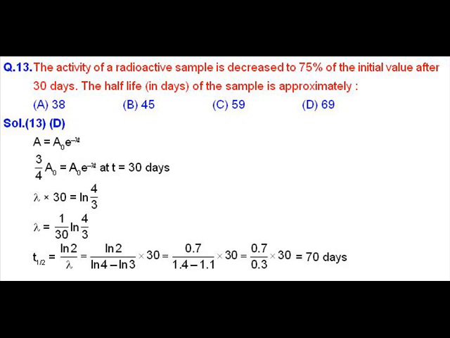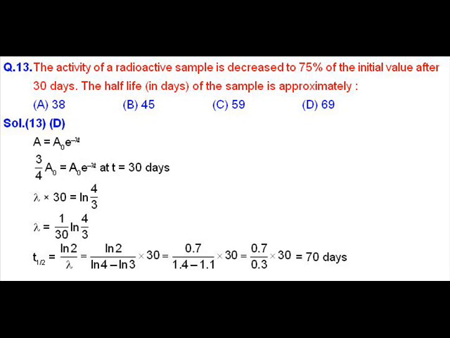Here A is the activity after time t, so the activity will be 3/4 A naught equals A naught e raised to the power minus lambda into t. Here t is 30 days, so we will substitute 30. After taking log on both sides and solving for lambda, we will get lambda is 1/30 ln of 4/3.